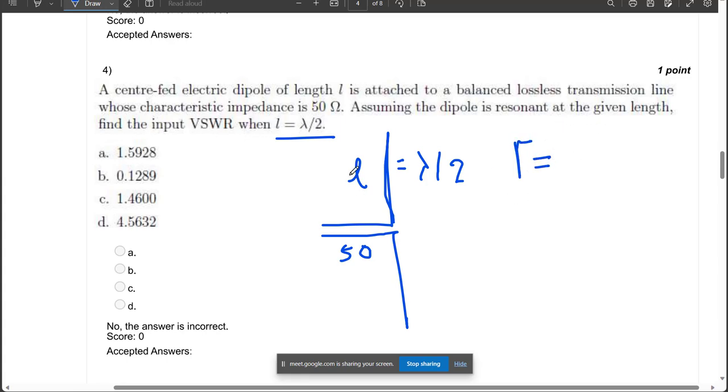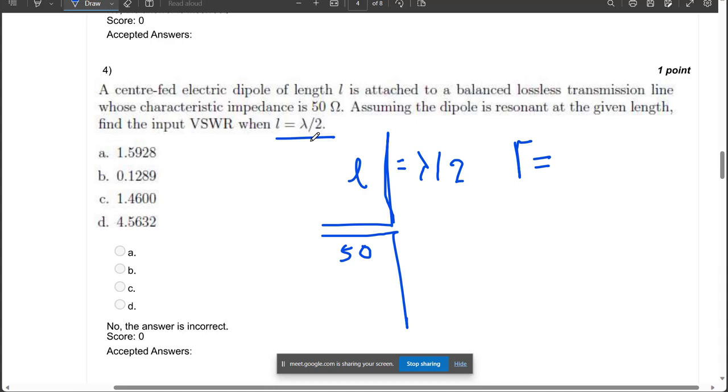So the reflection for A, and here you have also been given that the dipole's length is lambda by 2. What does that mean? It means that the dipole is a half wave dipole. For a half wave dipole, we already know that the input impedance is how much? 73 plus 42.5j ohms.